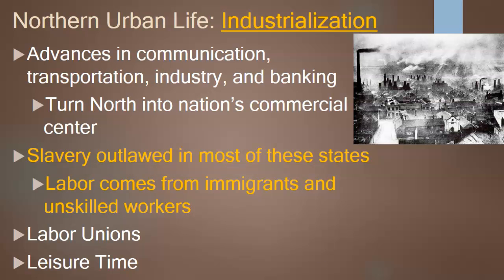But we did get a lot of advances in communication, transportation, industry, and banking. The North is going to turn into our business center of the country. Slavery had been outlawed in most of these states, so labor is mostly going to be coming from immigrants and unskilled workers in these factories. It's going to be an increase in the number of labor unions and leisure time.